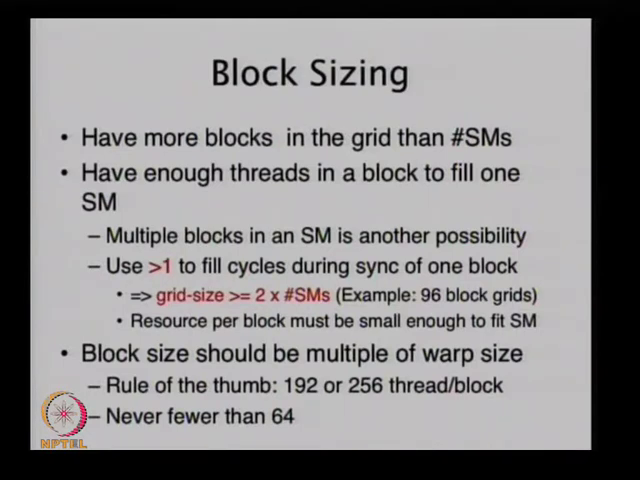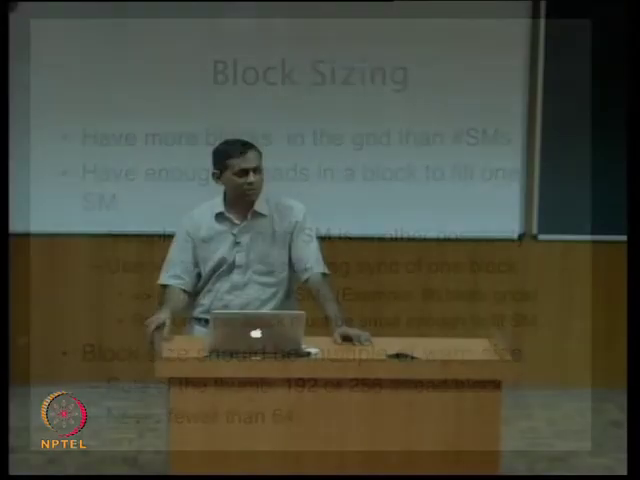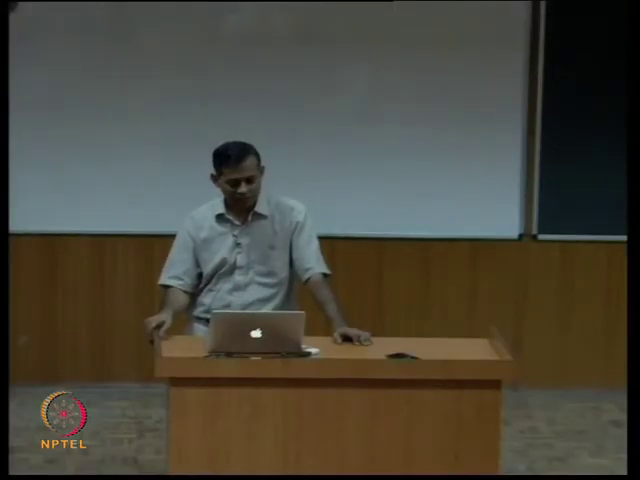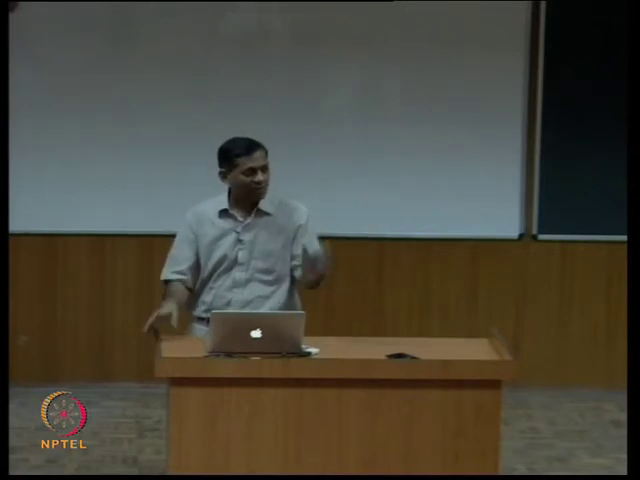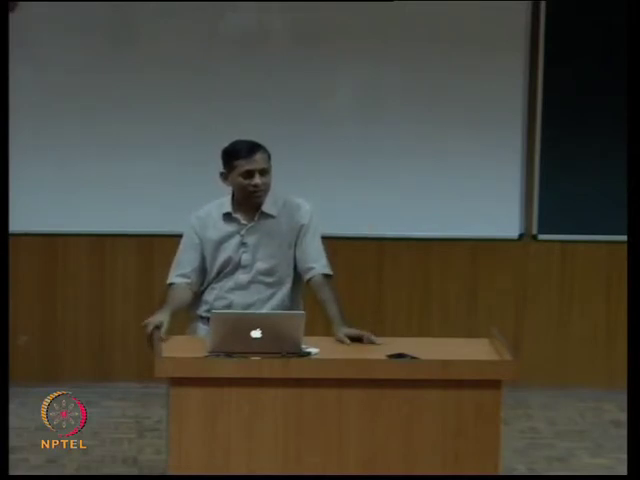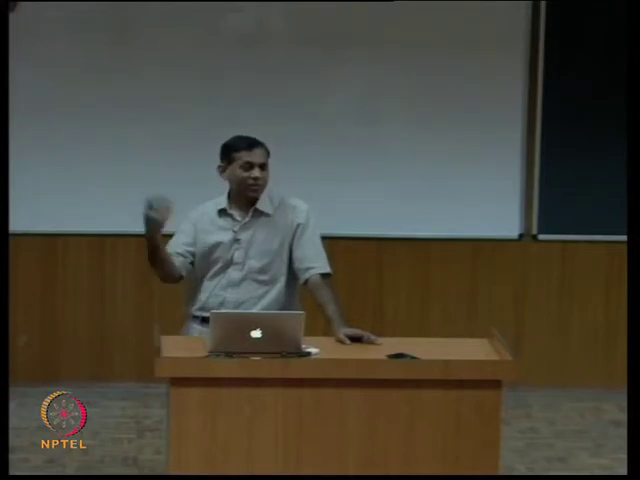The general rule of thumb, you want the block size to be 32 times something. It is generally a good idea to start at something like 256 threads in a block. If you make it too small, why not make the block too small? I have lots of blocks, but each block is small. Same question, right? Why not make it 32?